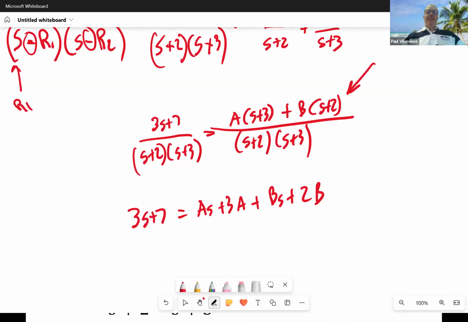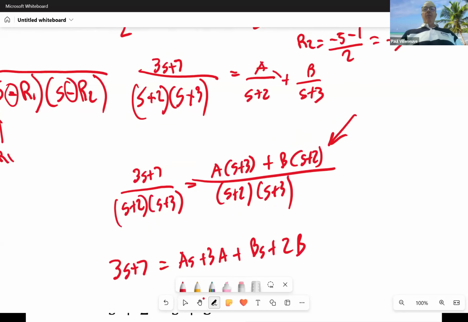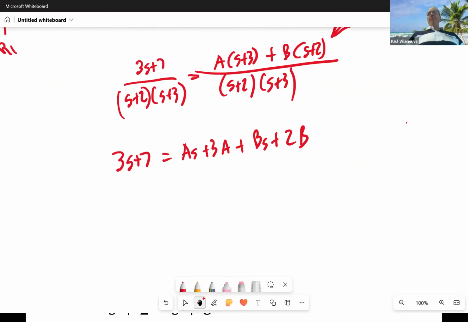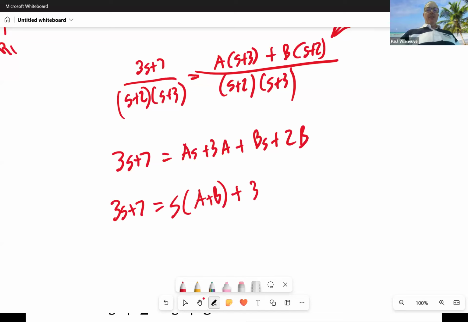Right here? I just put it back under a common denominator. So you can see right here, I multiply by what's under here and multiply by what's under here. That's all I did. Just putting it back under a common denominator. So now I'm going to kind of equate terms. 3S plus 7 is going to be equal to S times A plus B plus 3A plus 2B, right?